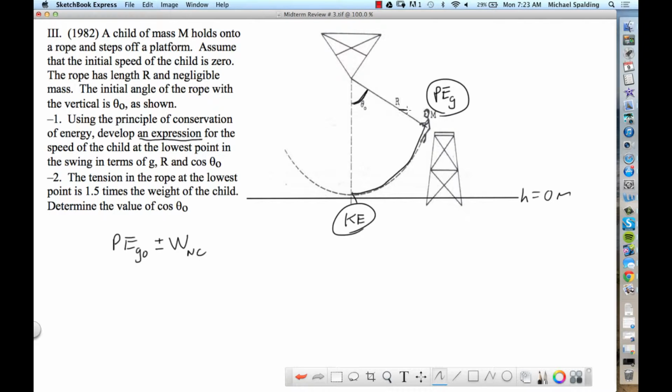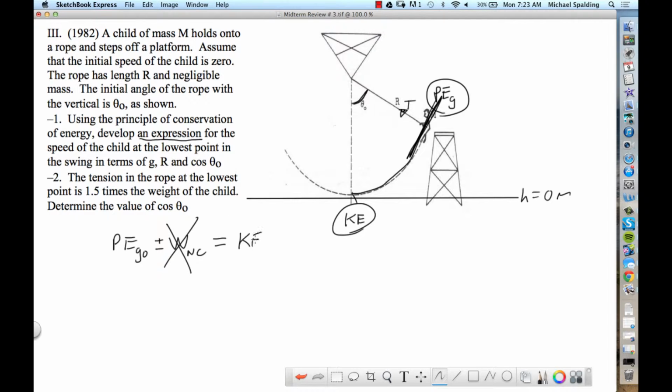What about the tension in the rope? Is that doing work on him? Why not? At every single point, the tension is perpendicular to the motion, so tension's not doing any work. So the only thing that does work as the kid swings down is gravity, and gravity is conservative, so we don't have to worry about non-conservative forces here. The number one non-conservative force is friction. Any force that adds or removes mechanical energy is non-conservative.